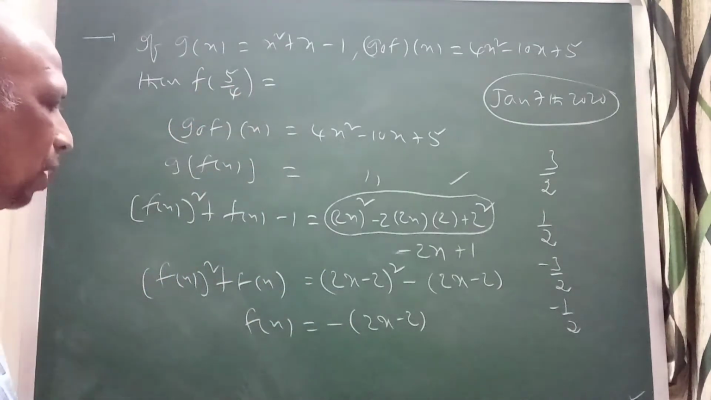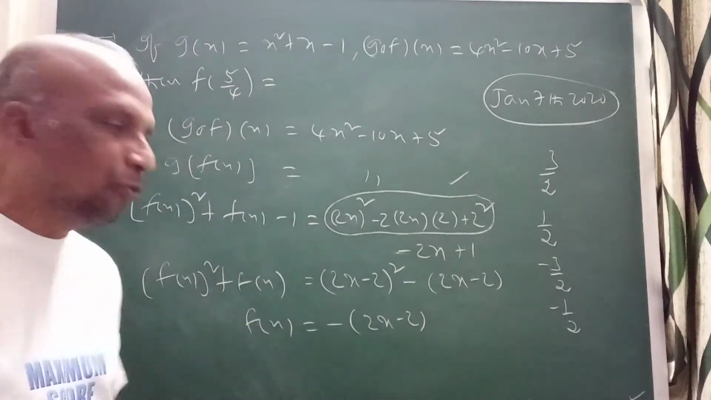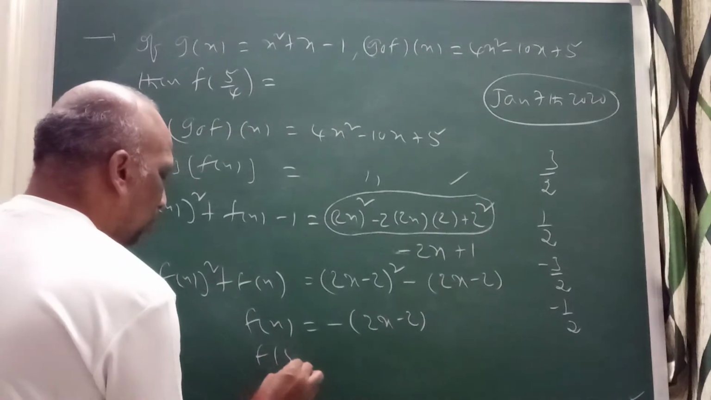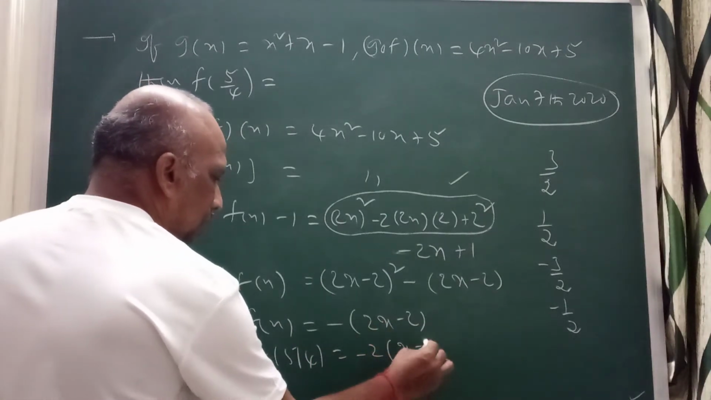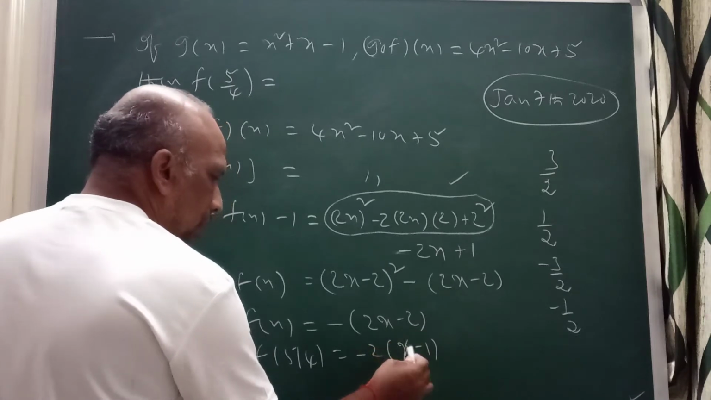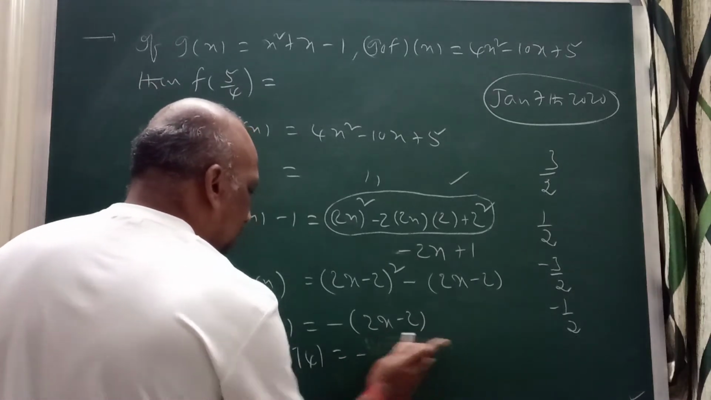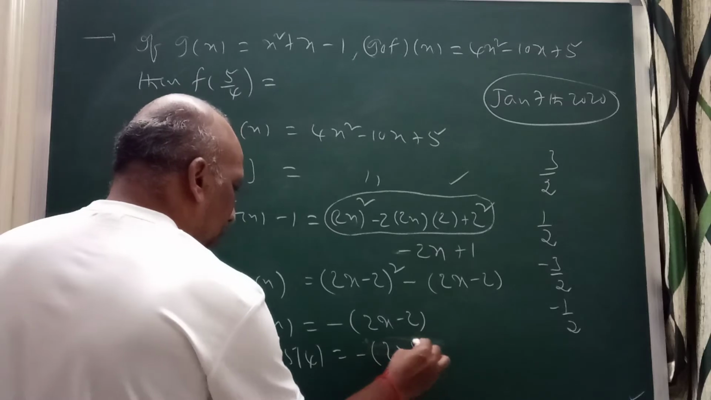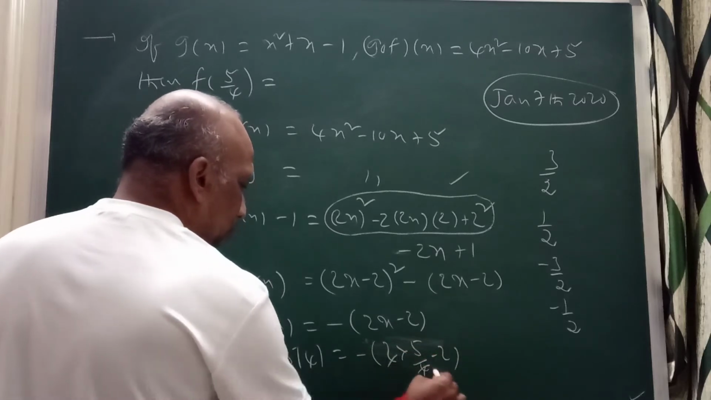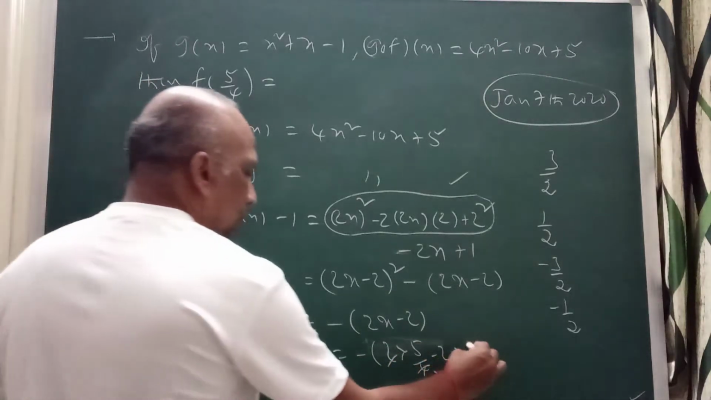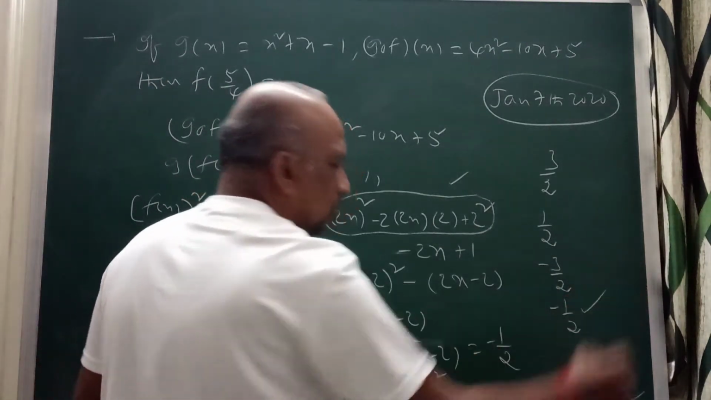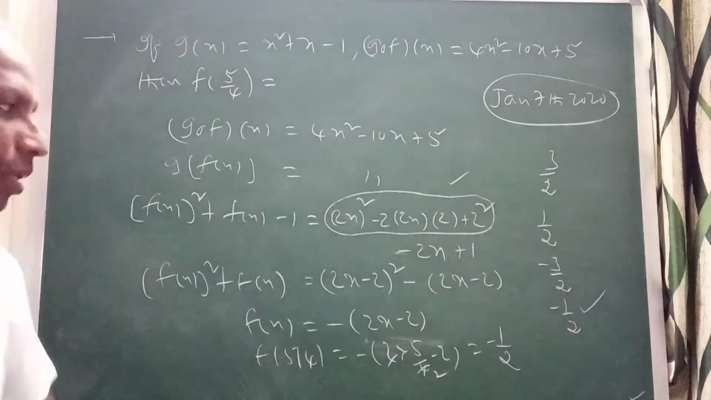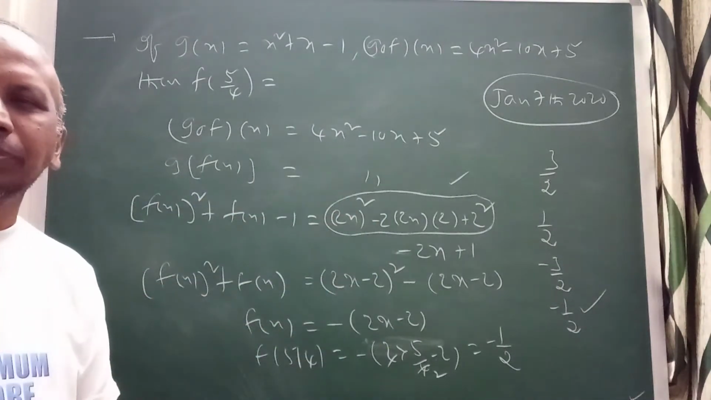I want f of 5 by 4. So replace x with 5 by 4, you will get f of 5 by 4. So you get minus 2 into x minus 1, correct? In the place of x I can substitute, you can write this: minus 2 into 5 by 4 minus 2. You'll get 5 minus 4, but minus 1 by 2 is your answer. So minus 1 by 2 is the required answer. This way you can solve the problem.